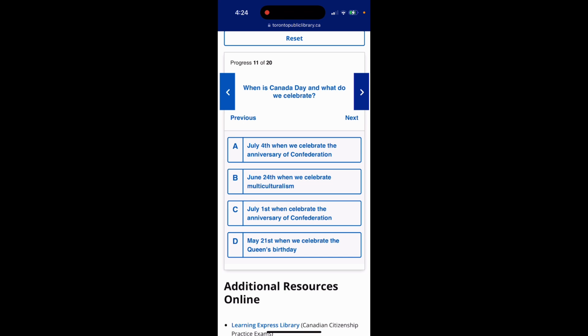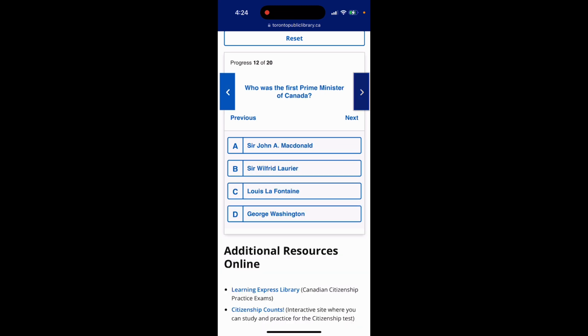Question 11. When is Canada Day and what do we celebrate? Option A, July 4th, when we celebrate the anniversary of the Confederation. Option B, June 24th, when we celebrate multiculturalism. Option C, July 1st, when we celebrate the anniversary of Confederation. Option D, May 21st, when we celebrate the Queen's birthday. The answer is option C, July 1st, when we celebrate the anniversary of Confederation.